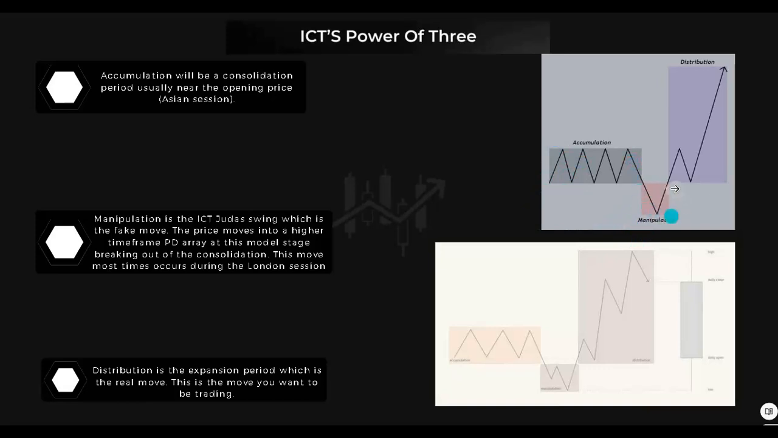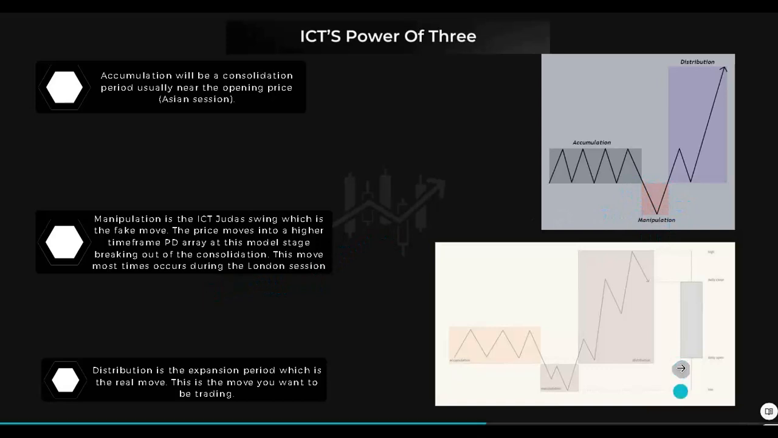That is why we call this move the manipulation, because it is triggering sell stops that are lying below here, and people who are going long and have their stop losses below this level are also going to be triggered out. Those people are going to be left out of the main move. That is the purpose of this stage, the manipulation. This move most times occurs during the London session.